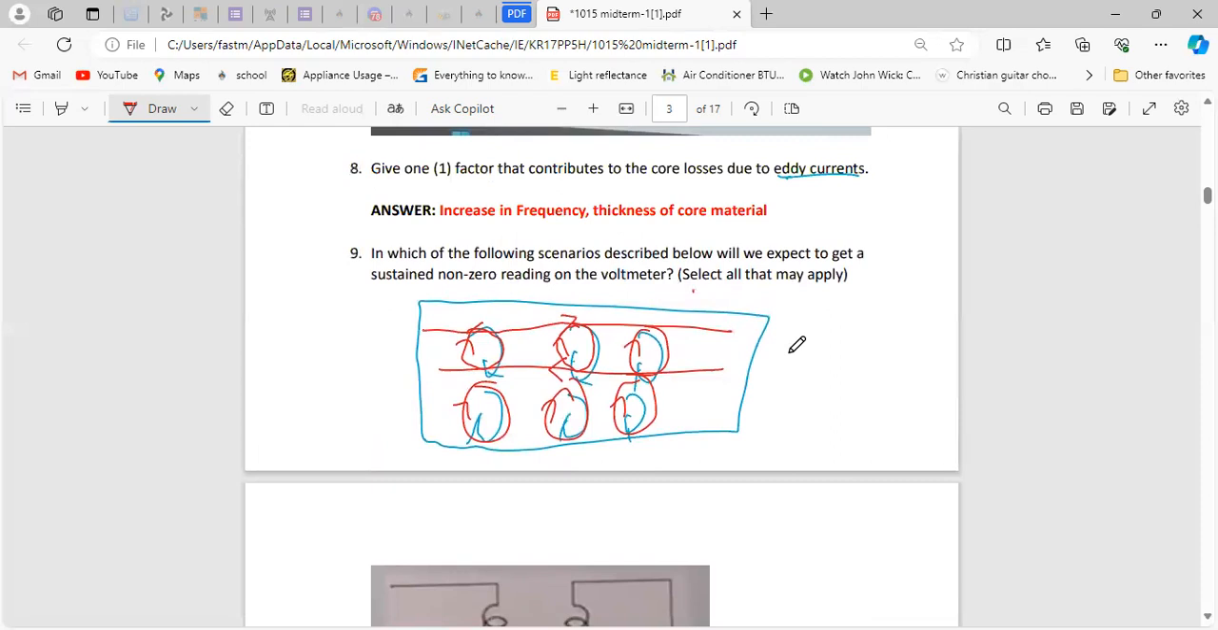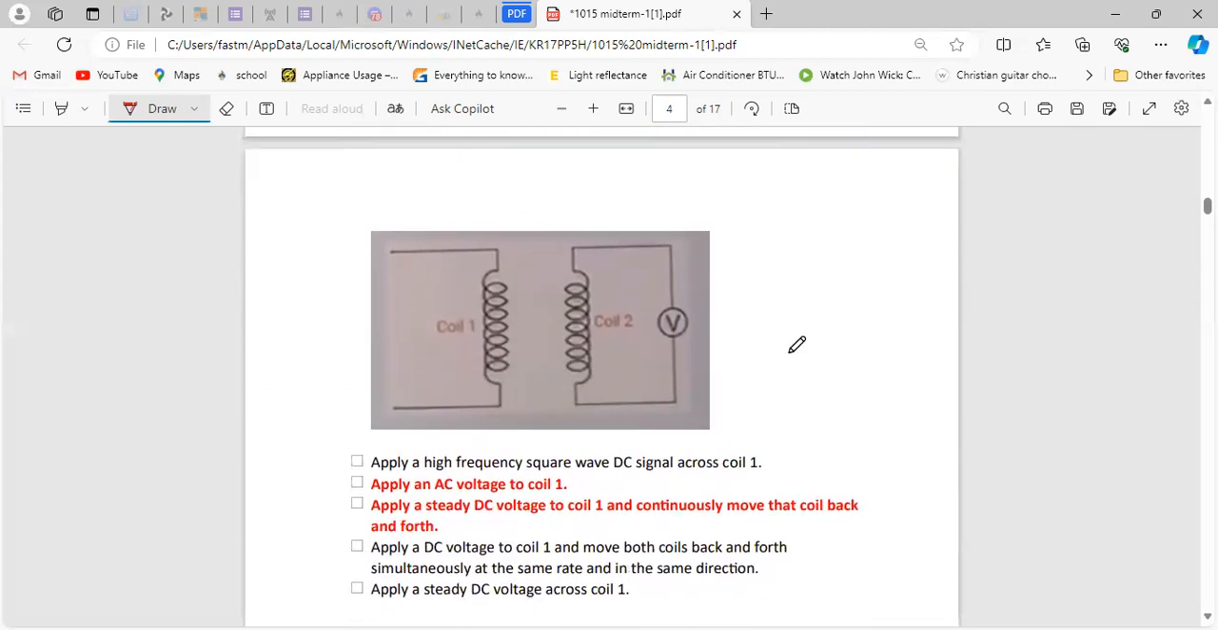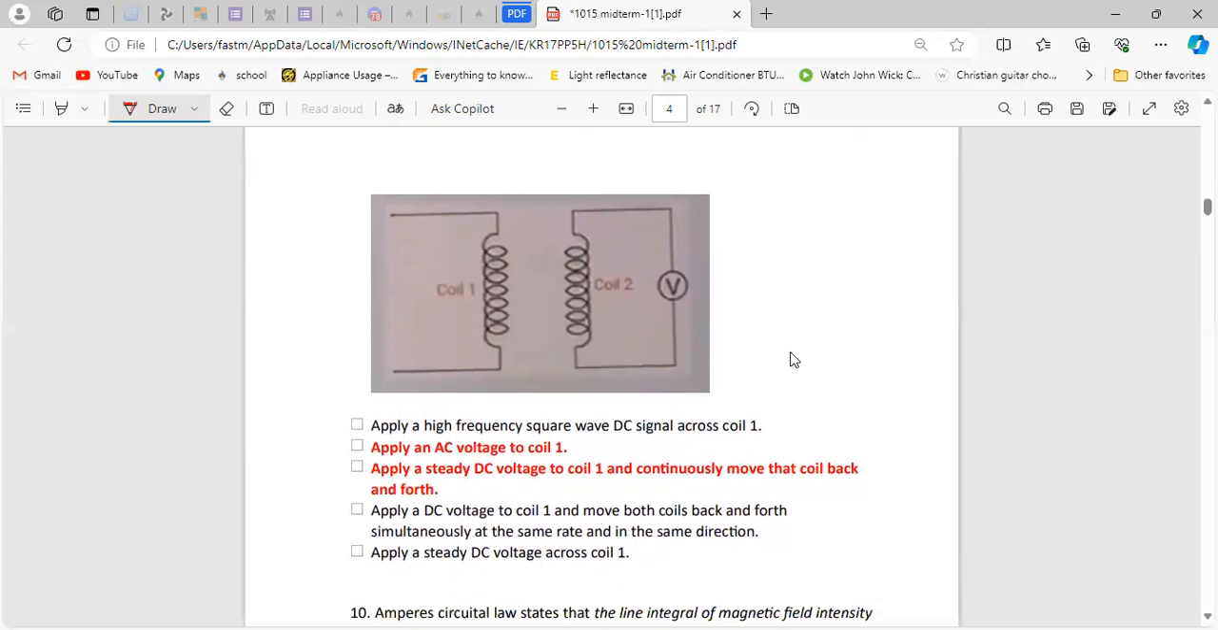The question was, in which of the following scenarios do we expect to get a sustained zero reading on a voltmeter? So basically, the question is asking in which of these you will have zero here. And we know about Faraday's law. You can clearly see these coils are not touching, so there's mutual inductance going on here, meaning the magnetic field induced from one coil is causing a voltage to be induced in the other coil.